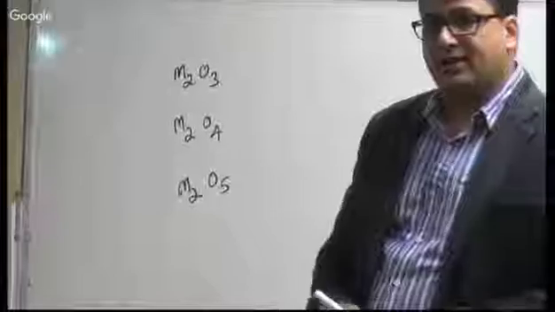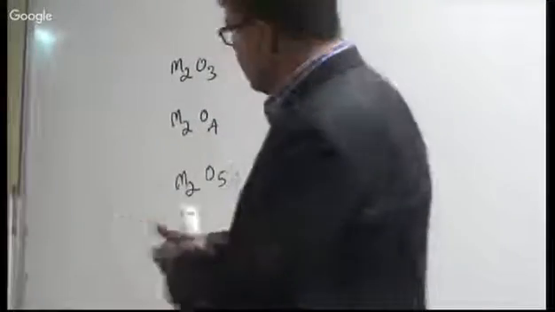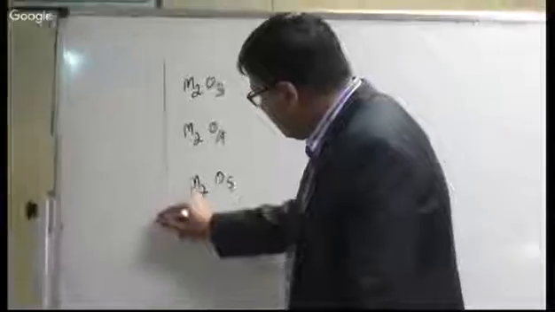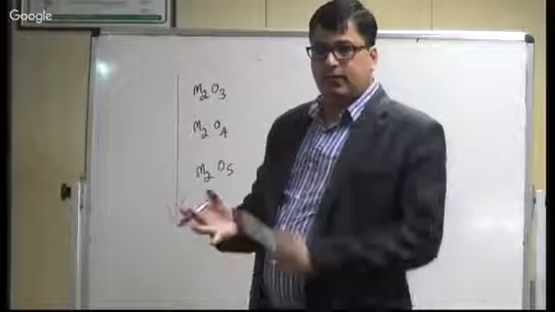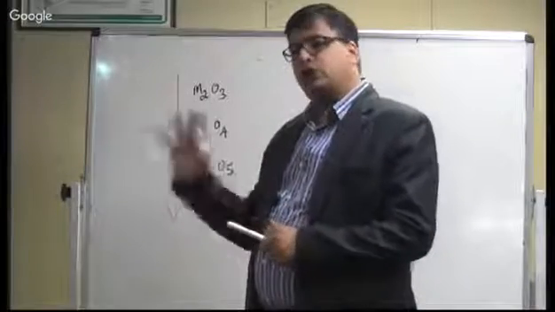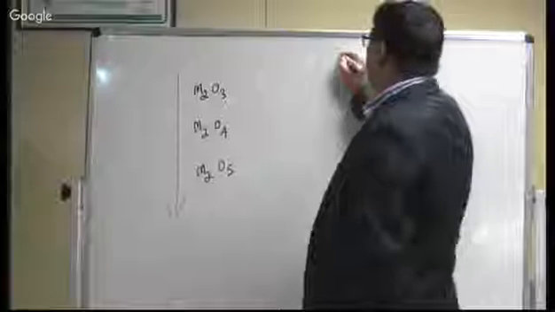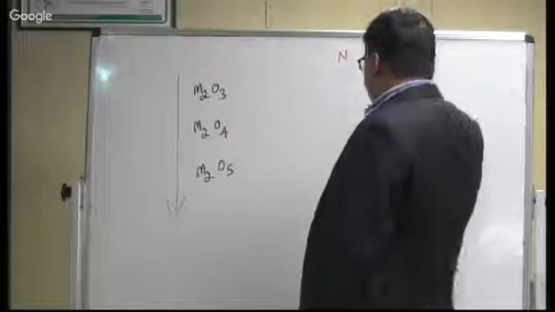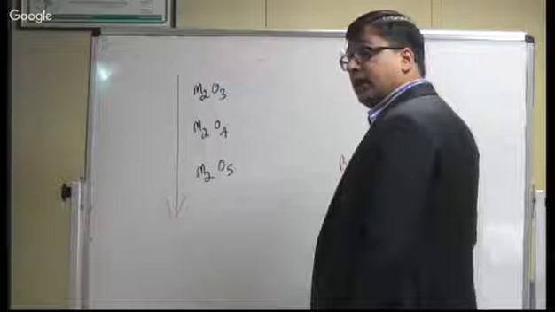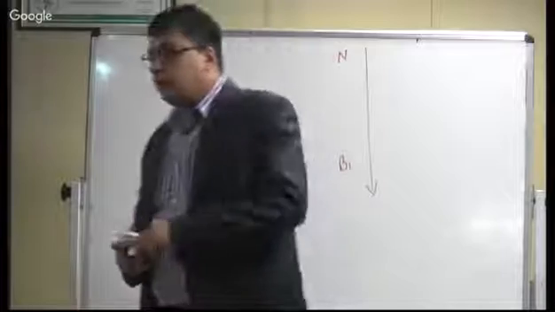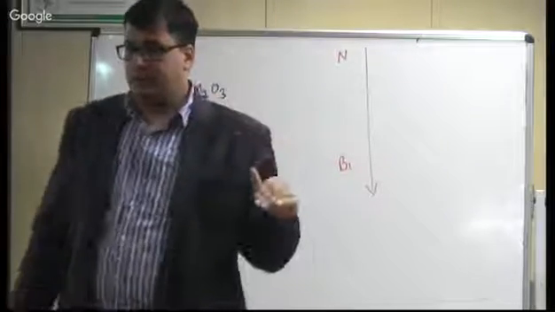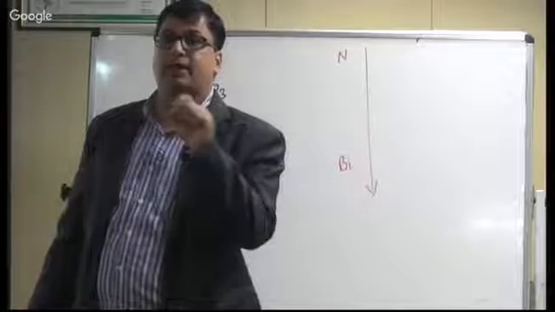M2O3, M2O4, M2O5. These are the 3 oxides. Always remember that as you move in this direction, the acidic strength of oxide increases for all metals. Nitrogen, phosphorus, bismuth. From nitrogen to bismuth, in this direction, acidic strength increases. Any doubt? But if you move from nitrogen to bismuth, the acidic strength decreases.